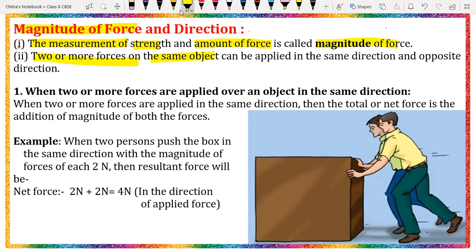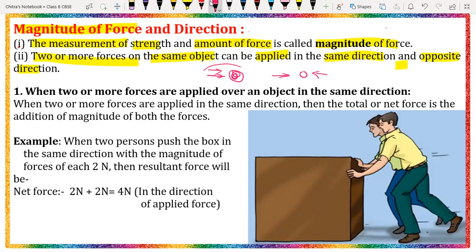on the same object, they can be applied in the same direction or from the opposite direction. Suppose here we have an object. If we are applying force from two possible directions, maybe from the same direction, meaning the magnitude of the force we are applying on the object is in the same direction, or from the opposite direction, meaning from this direction and from this direction.